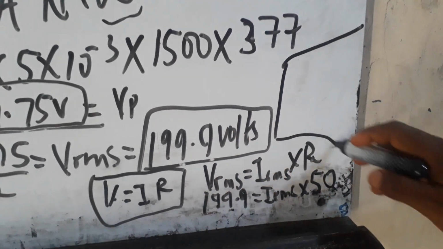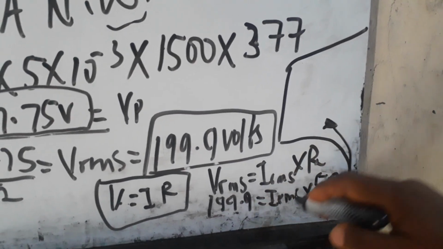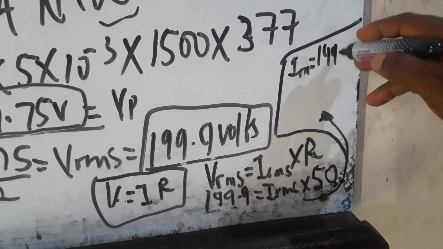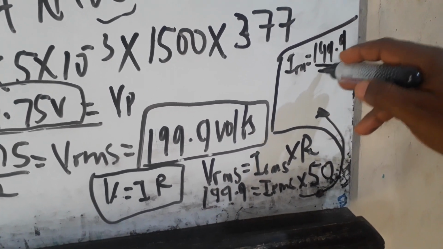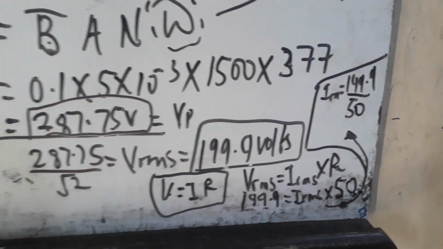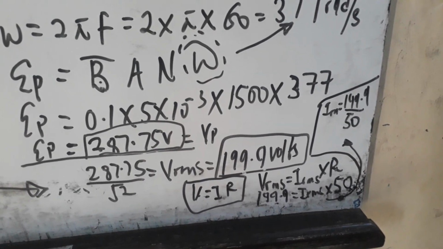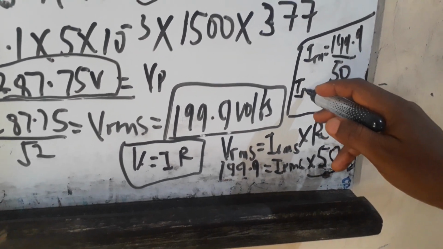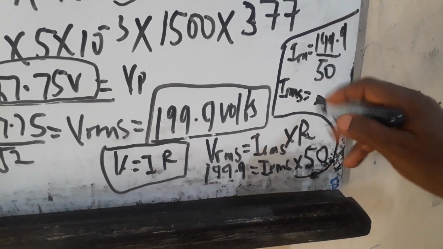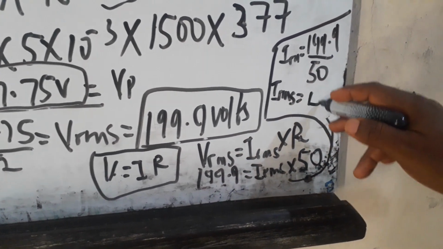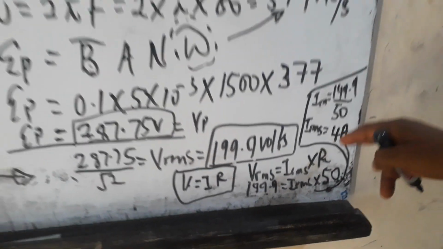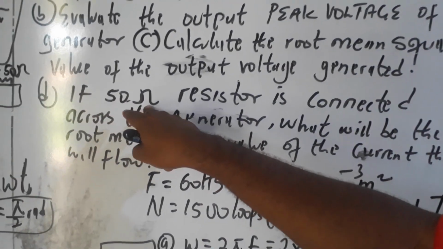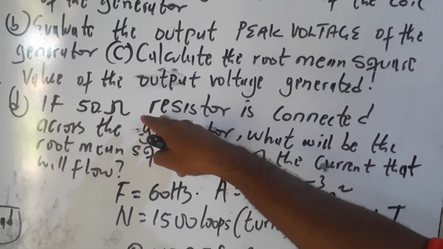So I'm bringing this calculation up here. Making I RMS the subject of the formula, I'm having 199.9 divided by 50. So from the calculator, I RMS is approximately equal to 4 ampere. The root mean square value of the current is approximately equal to 4 ampere. That means 4 ampere current will be generated when we pass through the 50 ohms resistor when it is connected to the AC circuit.